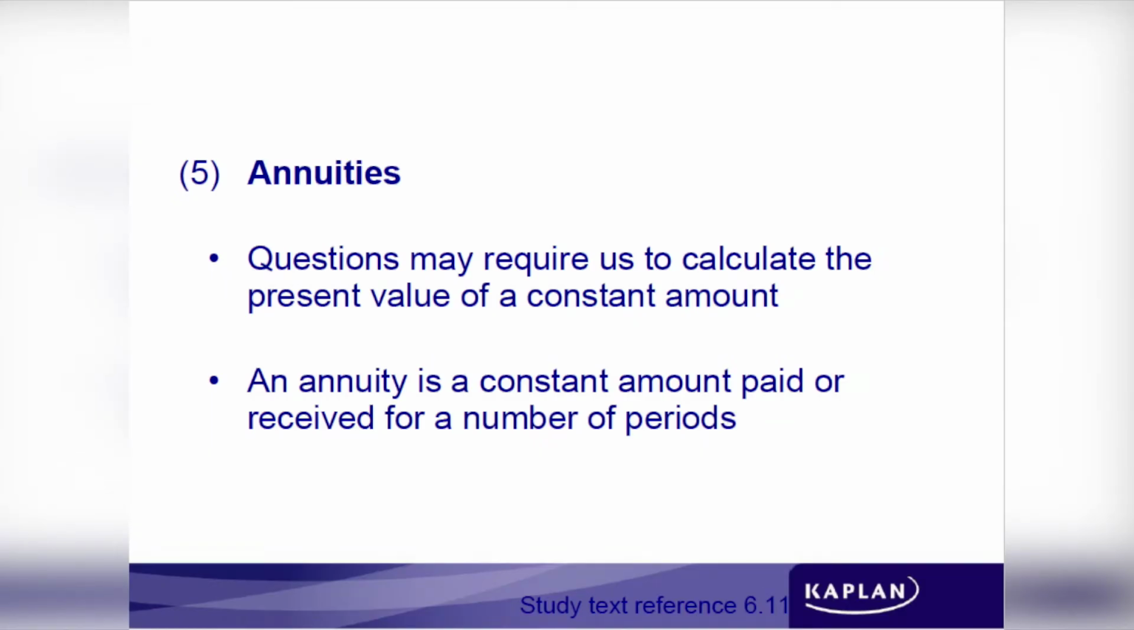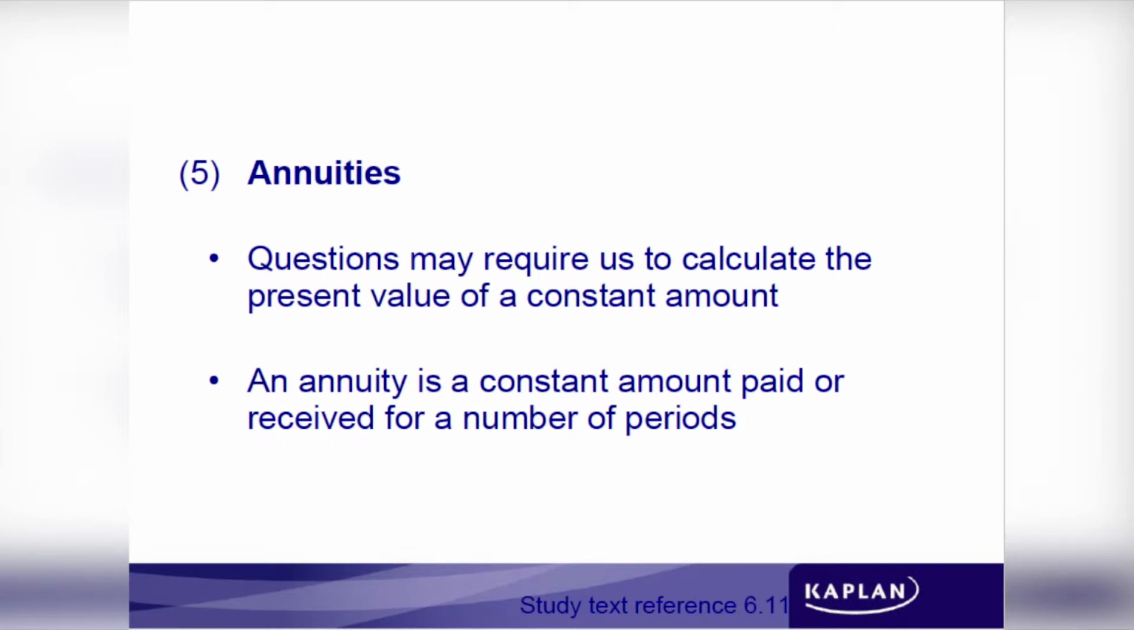Next up, we're going to look at annuities. Now, an annuity is a constant amount that is paid or received for a number of periods. If it's 1 million rand that is payable every year for 5 years, that's an annuity because you're paying an equal amount for a certain number of periods. That's the definition of an annuity.